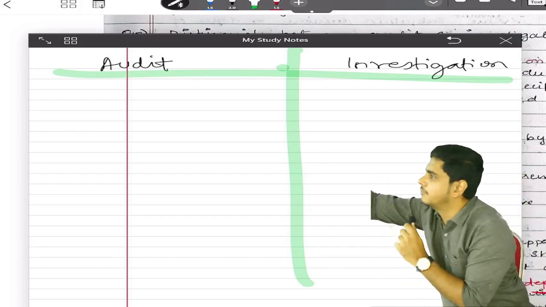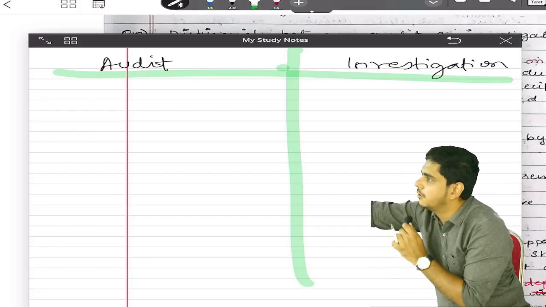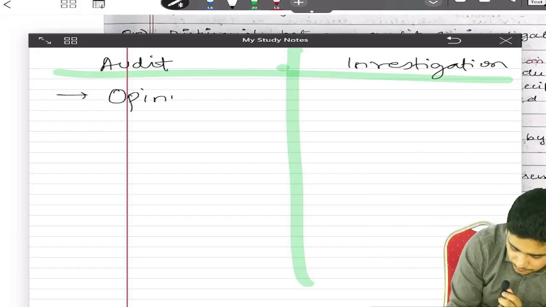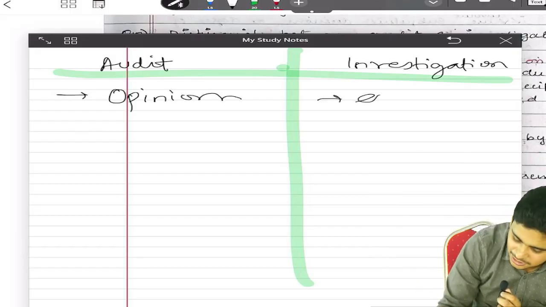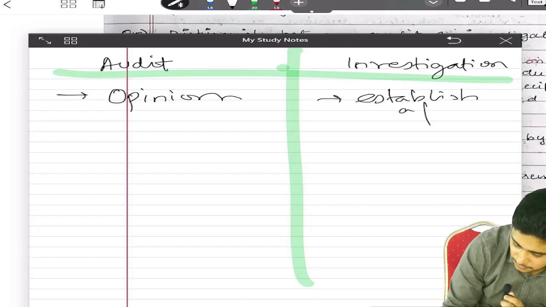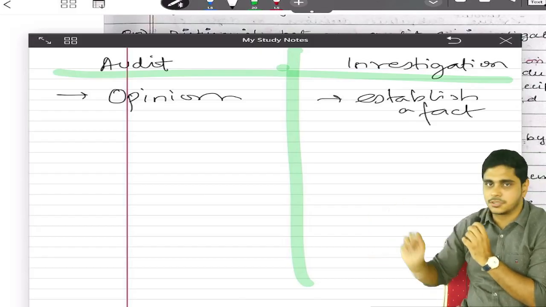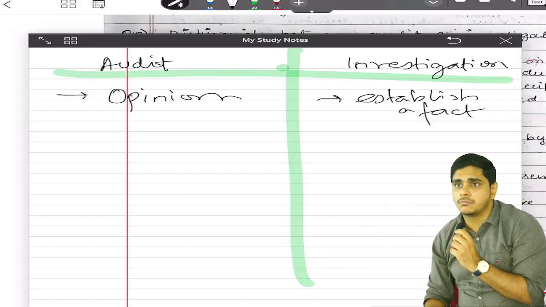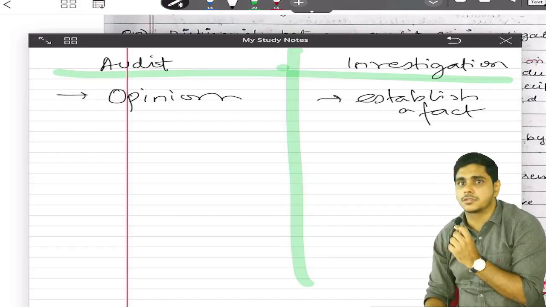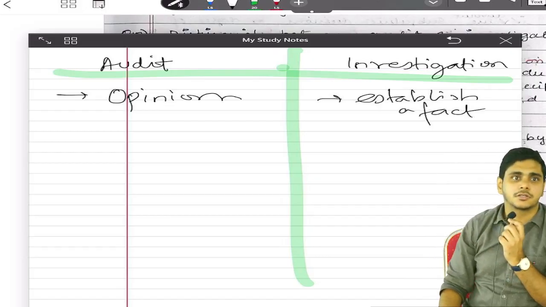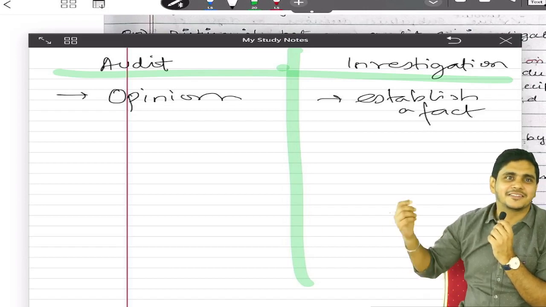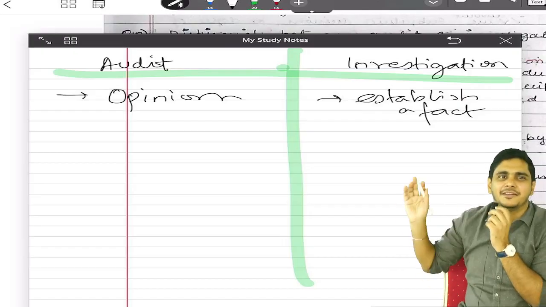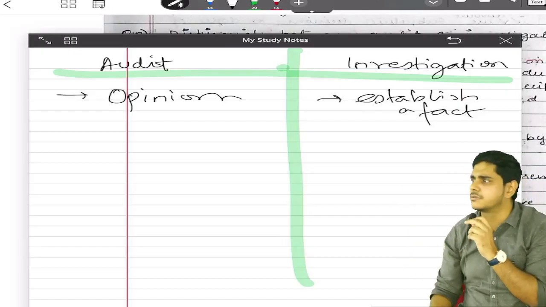Yes, madam. Okay. So she is saying here the main objective is to express opinion. You are correct. Here we will say it is establishing a fact. Whether fraud has happened or not. Correct. Boys, can you answer this? Girls, others. Vignesh, can you answer this? I'm not saying others, I'm saying Vignesh. Can you answer? Any point of distinction?